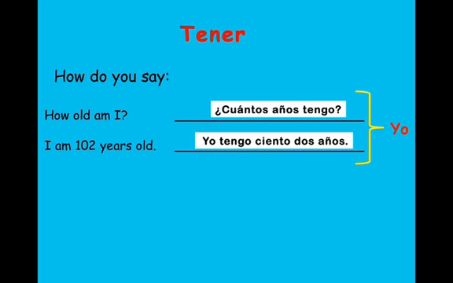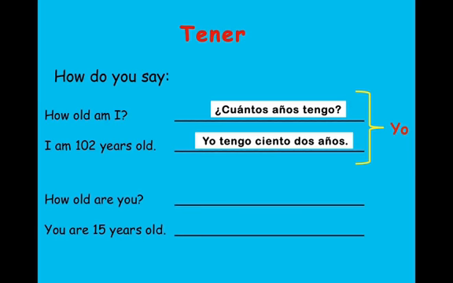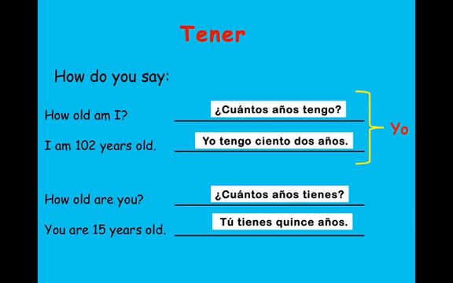Let's look at the second example. It's how old are you? We're talking about you. You're not talking about I or me anymore. And you are 15 years old. ¿Cuántos años tienes? That is correct. Because you is tienes. And again, you are 15 years old, so tienes gets repeated. Tú tienes 15 años. Technically, you don't have to put the tú because tienes already implies that it is tú.